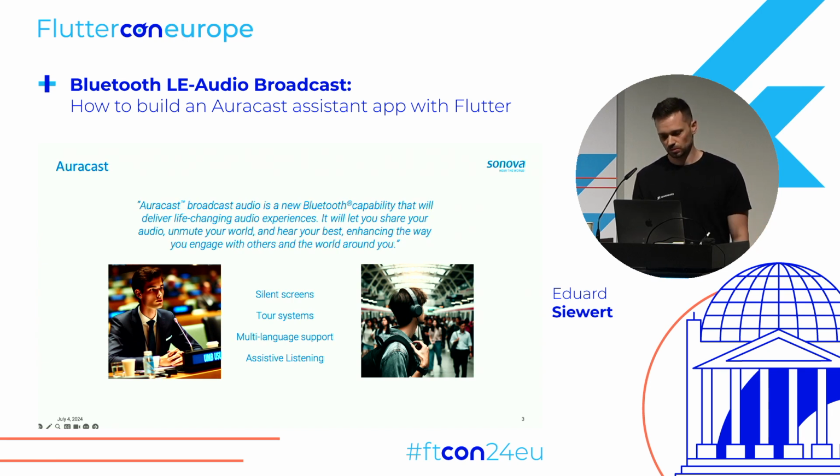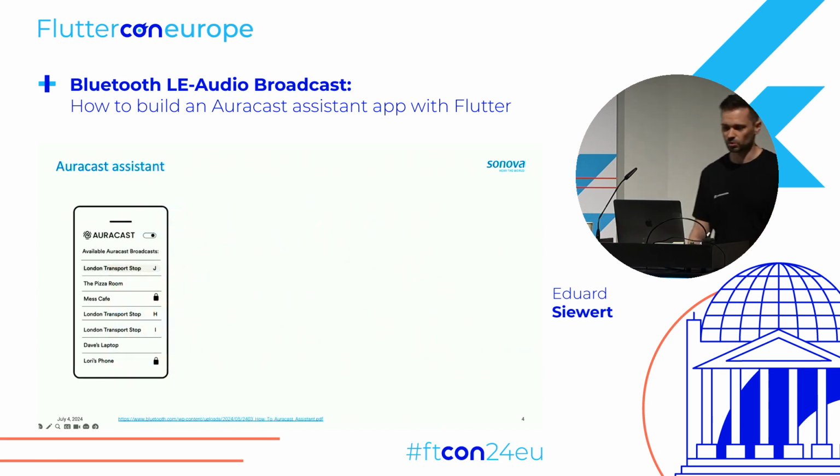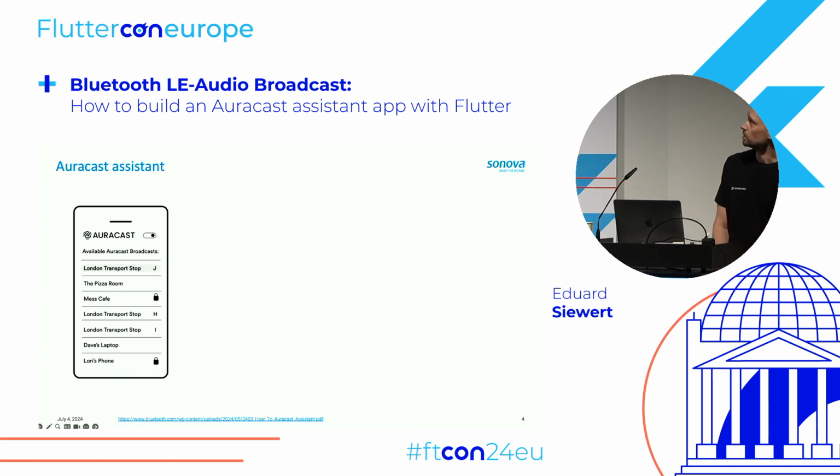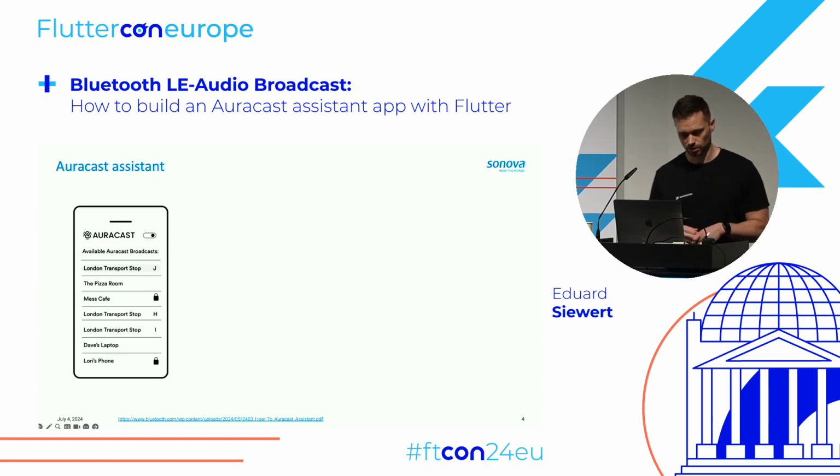And obviously the first thing that comes to mind here, how to build such an Auracast assistant, would be an application on a smartphone. You can see an example here. You can imagine it being similar to your list of Wi-Fis, where you can choose a Wi-Fi that you want to connect to. The streams can also be encrypted, so you can see there's this lock icon. If you want to listen to the stream, you would need to provide a passcode in this example.